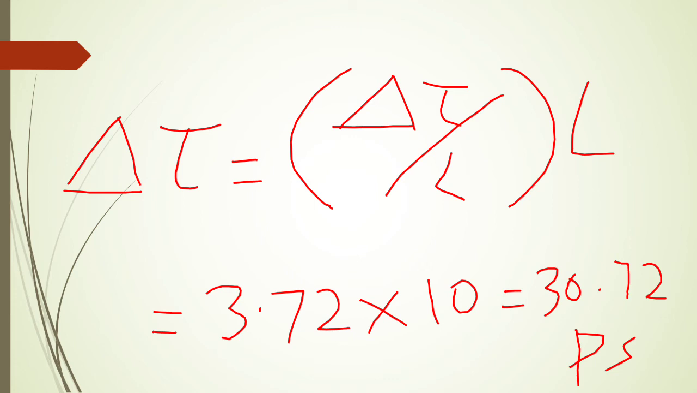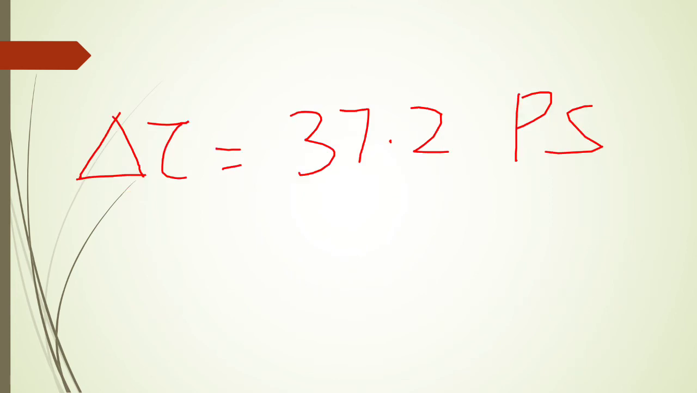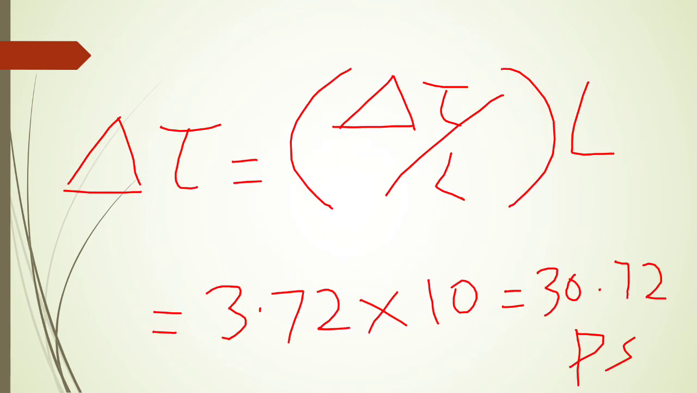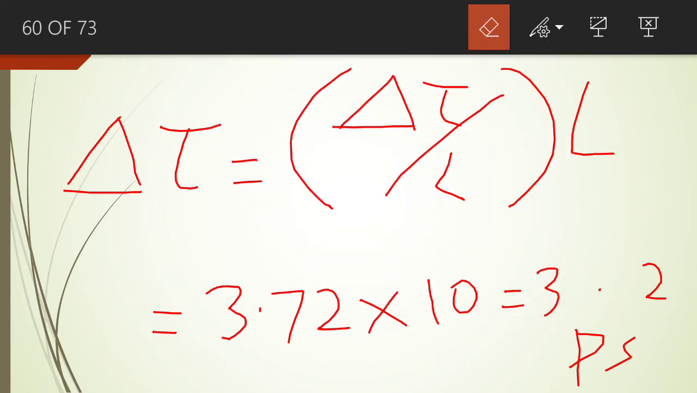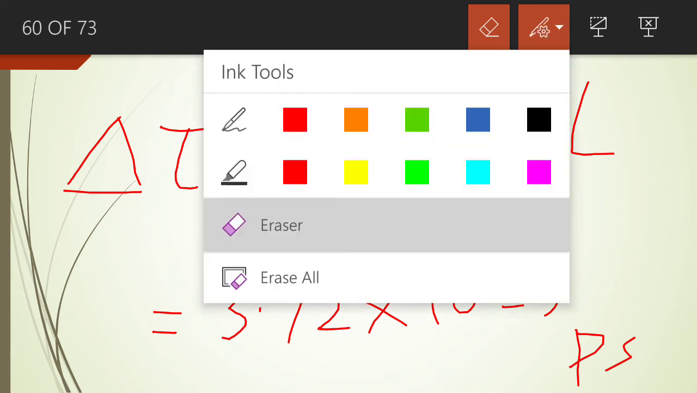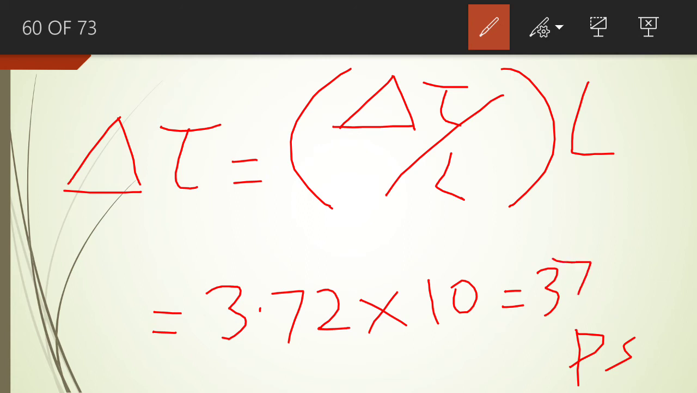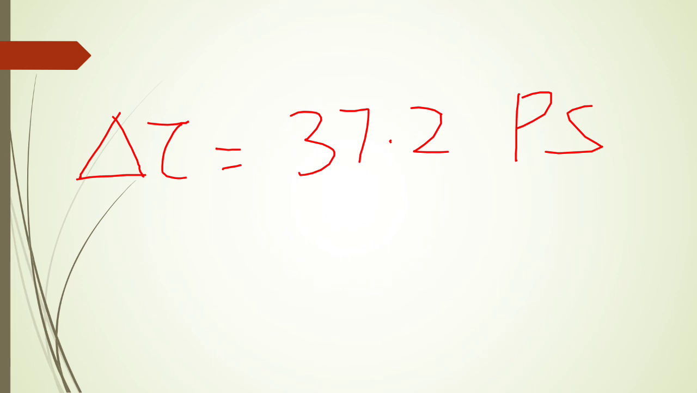This is 37.2, right? Okay, let me correct the answer over here. This is 37.2. So let me make the correction over here. This is 37.2 picoseconds. So the total pulse spread is 37.2 picoseconds.